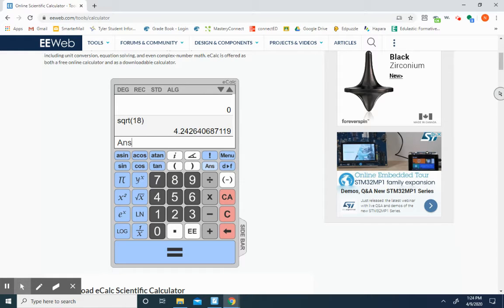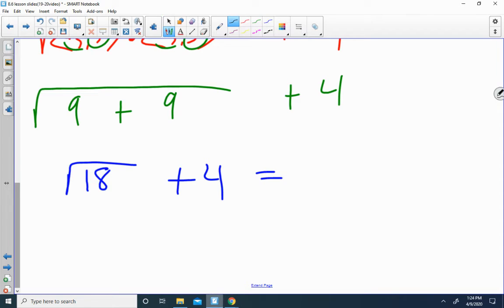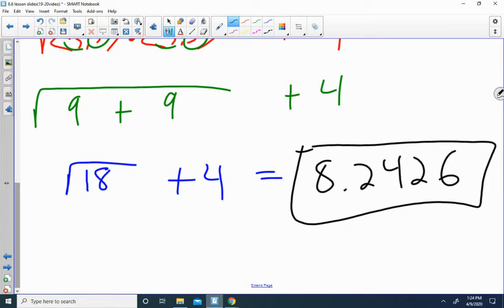Then we'll take the previous answer, add 4. And that'll give us 8.2426. HOX may ask you to round it to 2 decimals or 3 decimals. I'm just rounding to 4 just to be safe. But that's how you would tackle that problem. If you do the magnitude the old way, that's cool. But you just follow through like that, and that should be good.